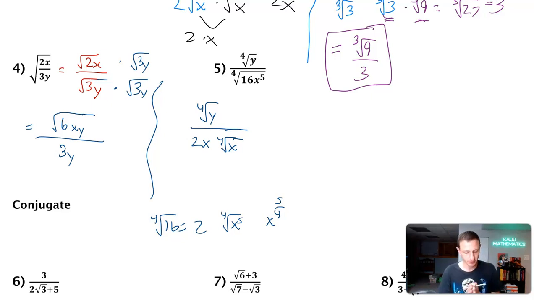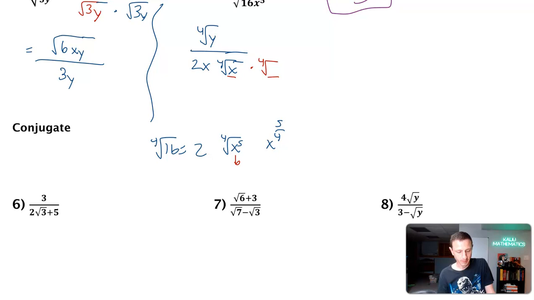Now I have to rationalize. So rationalizing this, I have to get rid of the radical. So I'm going to multiply by the fourth root, and I want this times this, whatever this is, to become x to the fourth. I want it to be x to the fourth, because if I go back to this example right here, x to the fifth, let me bring this down a little bit. This is x to the fourth times x to the first.